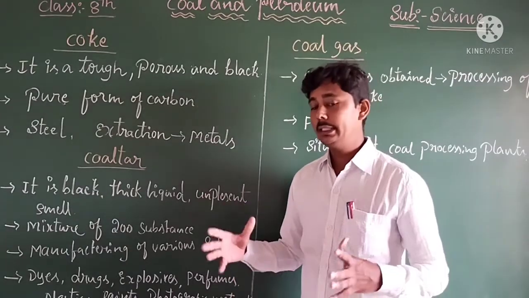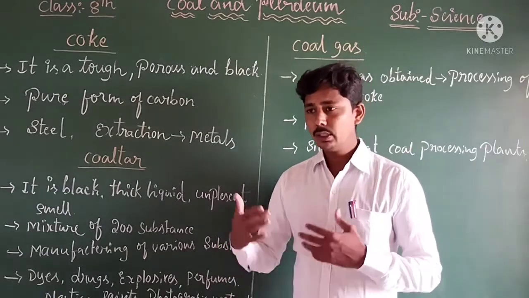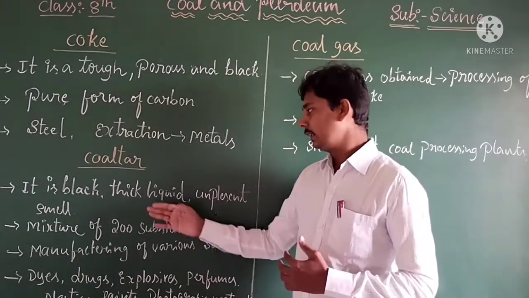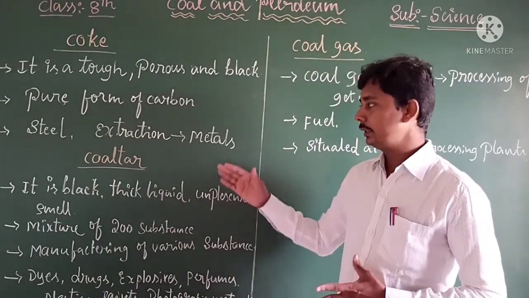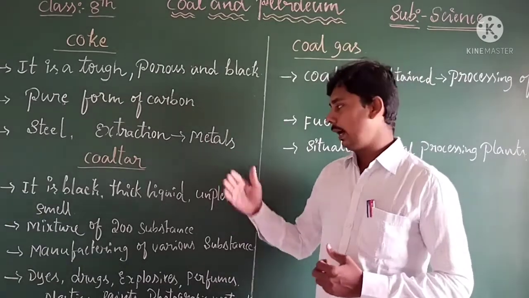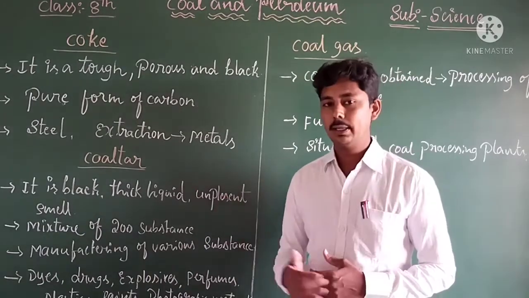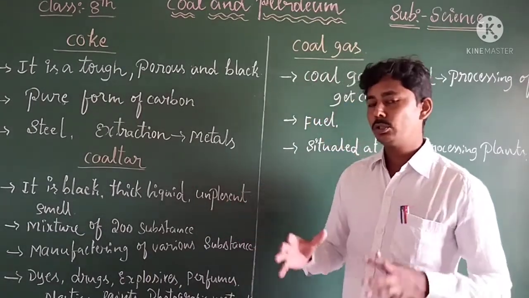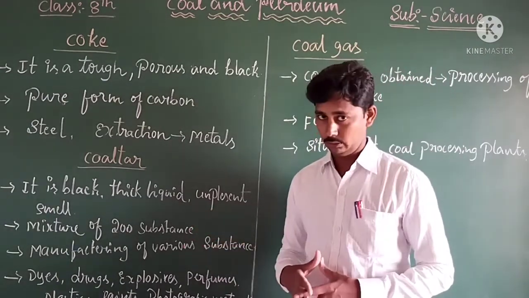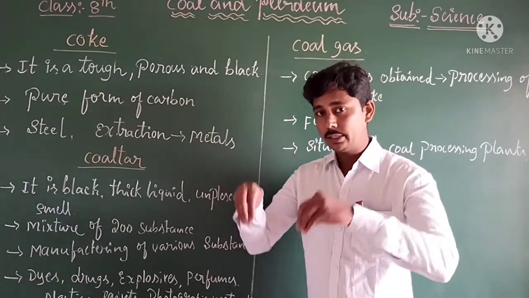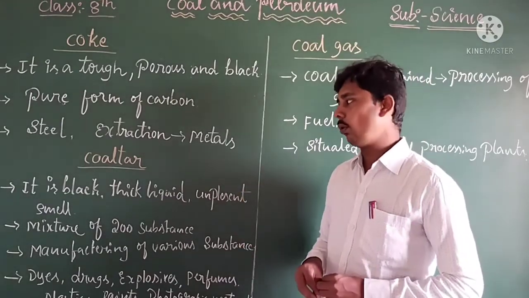Already we know that coal tar is used for making roads. It is a thick liquid and gives an unpleasant smell. Coal tar is black in color, a thick liquid that produces an unpleasant smell. Coal tar is a mixture of about 200 substances. So many types of substances are dissolved in coal tar.